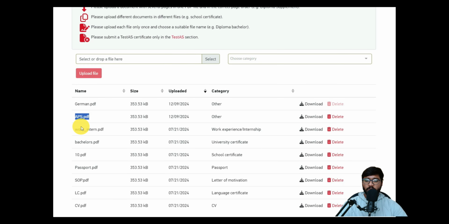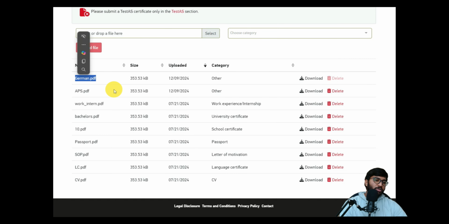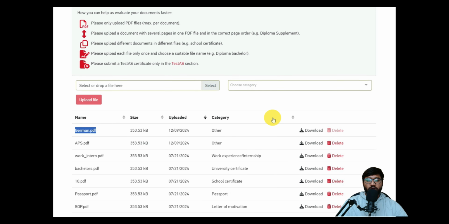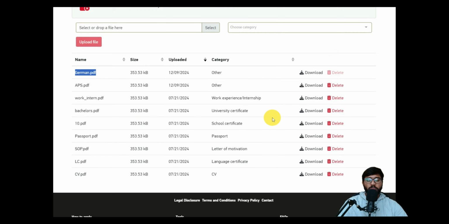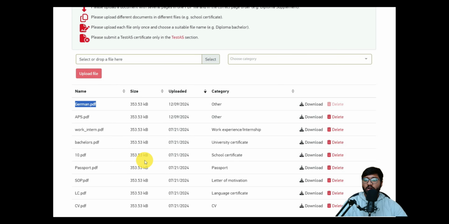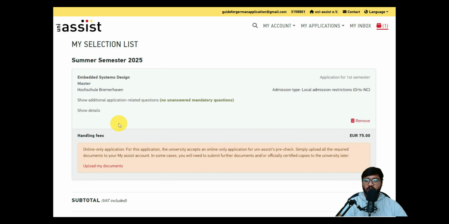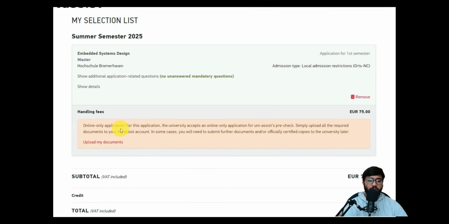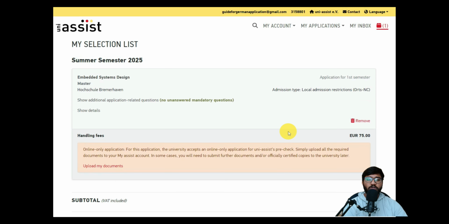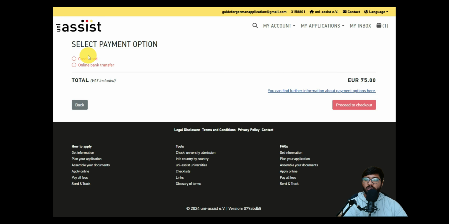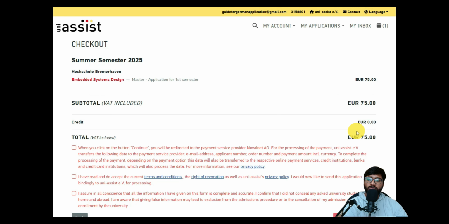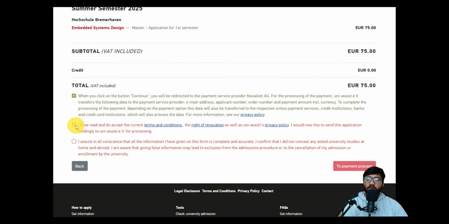You need to upload your APS document and also your German PDF, where you would mention your German language certificate which you have done for A1 for this particular course. So we have mentioned all documents, and also all details that they have asked in the subject-related questions and additional application questions. If you are applying for the first time, then your first application fee will be 75 euros. Then you have to click on choose payment option, then usually pay via credit card, then proceed to checkout. Then please select all mandatory required fields that they have asked, then click on process payment option.